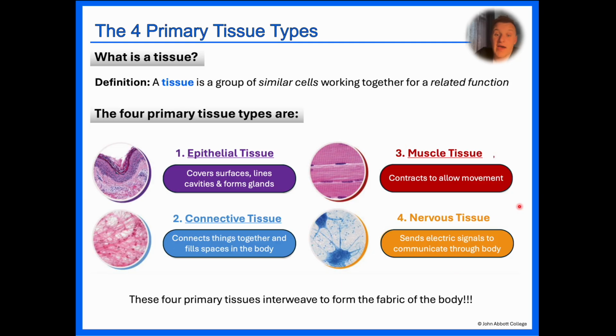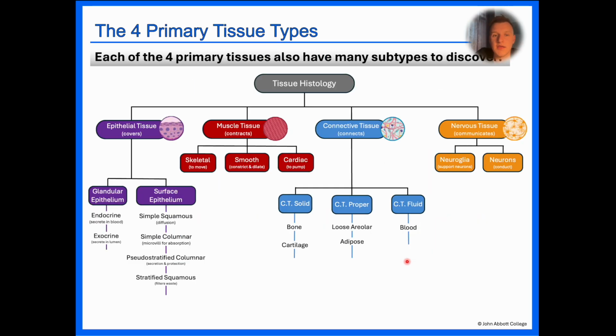So they make the fabric of our body, specifically organs and then organisms, as we saw in the hierarchy in the first lecture. Each of the four primary tissues also has many subtypes. Over here, you see epithelial tissue has a bunch of subtypes, muscular tissue has a bunch of others, connective tissue here, nervous tissue under. We're going to explore all of these.